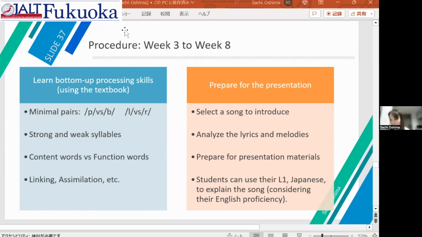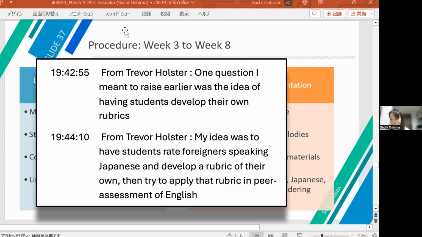Yeah. Thank you. One question. Hi. The idea of having students develop their own rubric. Oh, yeah. Thank you.